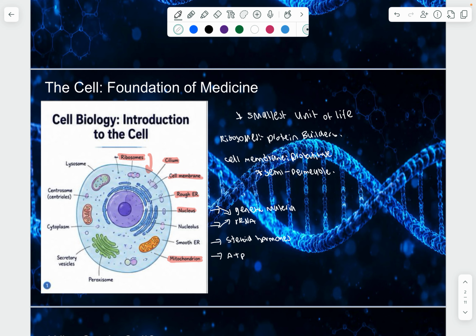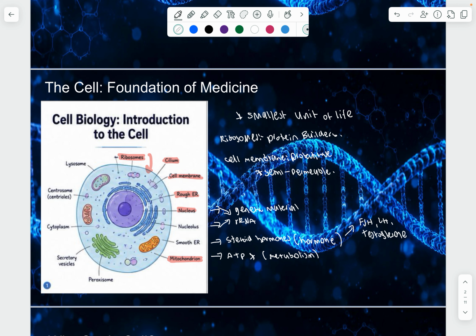So notice how when you're looking at different components of the cell, everything has to do with a different function. When you're looking at mitochondria, you're talking about ATP, so a major part of metabolism happens in the mitochondria. When you're looking at the smooth ER, you're talking about steroid hormones, so hormone production is happening at the cellular level. When we're talking about steroid hormones, we are talking about hormones like FSH, LH, testosterone. All of these hormones are being generated at a cellular level.